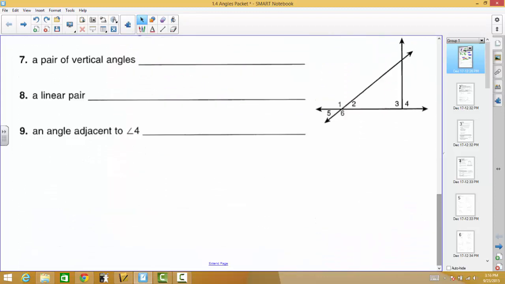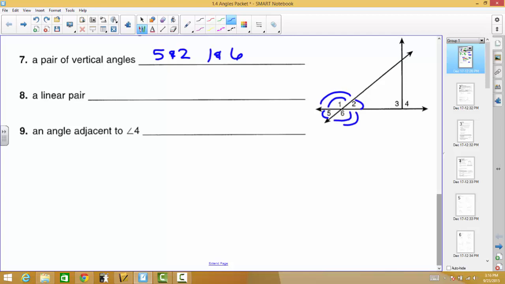Okay, we're going to name a pair of vertical angles. So, 5 and 2, those would be vertical angles. 1 and 6, those would be vertical angles. And that's it. So 1 and 6 have the same measure, and 5 and 2 also have the same measure.